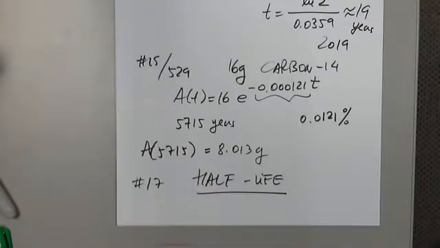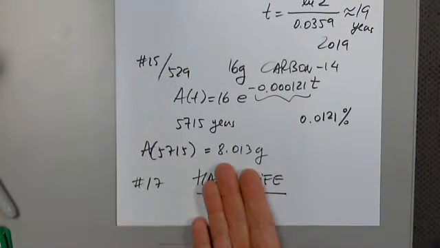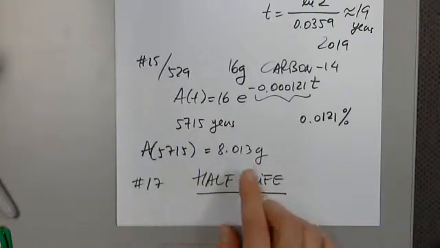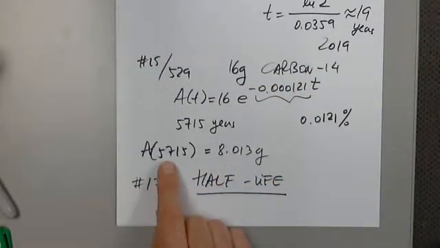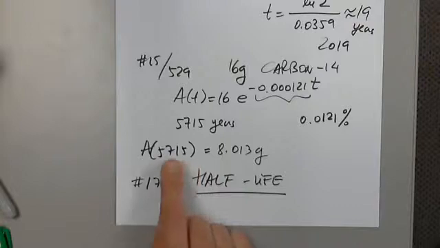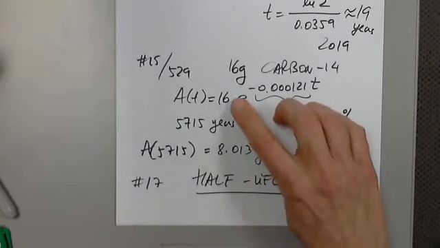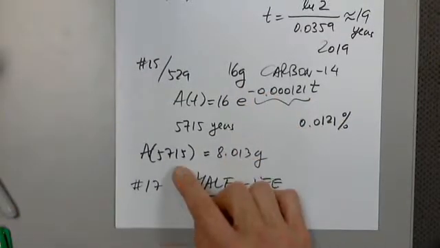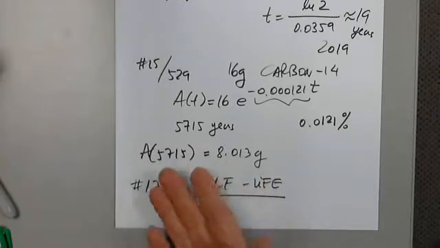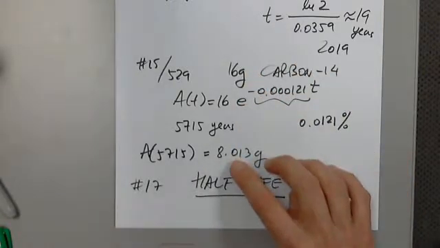Would you say that 16 grams approximately gets cut in half in 5,715 years? This is very close to 8. So we started with 16 grams and now it's down to 8 after 5,715 years. This is what we call the half-life, the time needed for any mass of a certain radioactive substance to get to half. The number differs depending on the substance. So for this one, it takes way more than 5,000, almost close to 6,000 years to get from 16 to half.